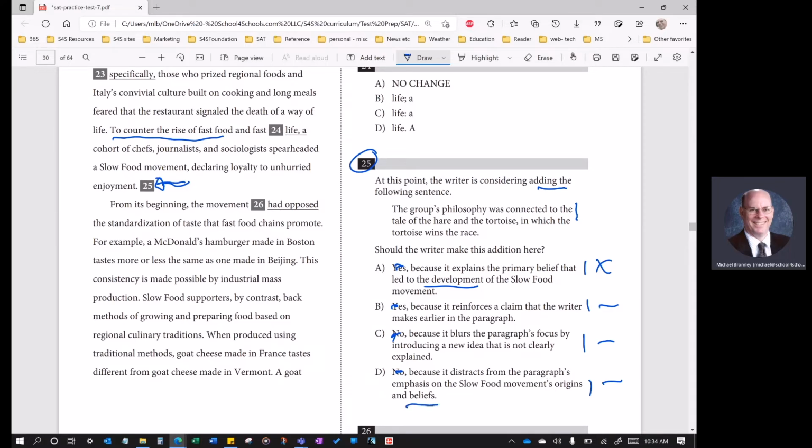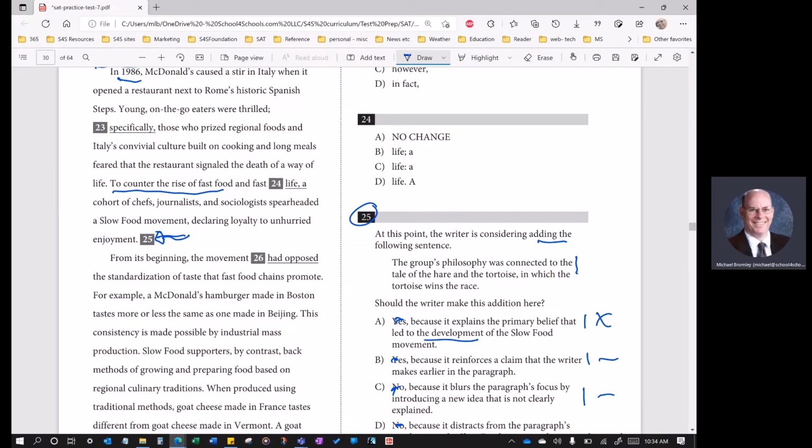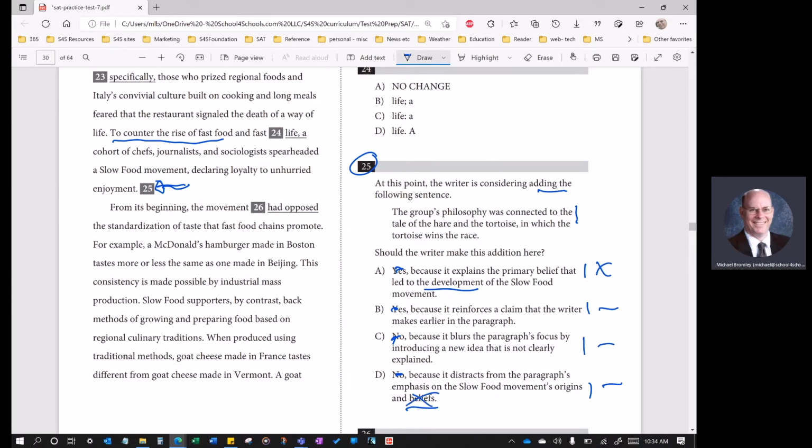I'm not so sure it gets into their beliefs, so that it might be wrong simply because it's not about beliefs. So I want to question that. I'm going to do a soft elimination of that. So I got rid of A, and then I can decide between these two. Does it reinforce the claim or does it blur the paragraph's focus? Notice when I narrow it down to two, they tend to be opposites.